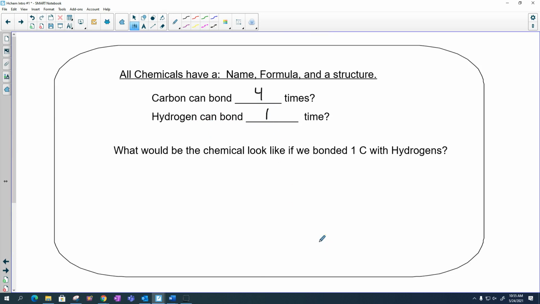So, what would a chemical look like if it only had 1 carbon and a maximum amount of hydrogens, or what we call saturated with hydrogens? Take a moment to sketch it out. Pause the video. Okay, so 1 carbon, and we have 1, 2, 3, 4. Remember, organic chemists will occasionally leave it just like that. This formula would be CH4. There we go. And it has a name, which is called methane.